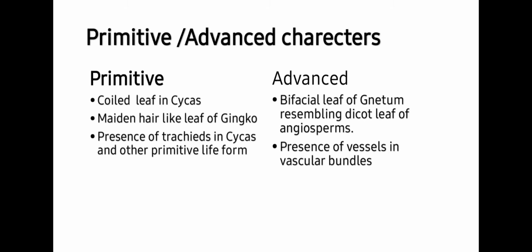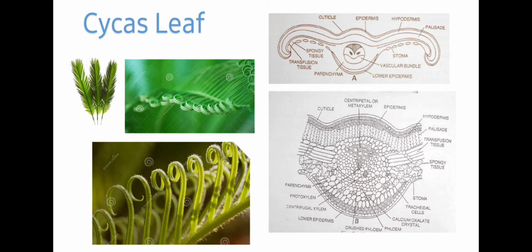So you can clearly see that like pteridophytes, leaves are highly coiled in cycas and they look like maidenhair fern of the pteridophytes, while like angiosperms they are bifacial in case of gnetum and show presence of vessels in the vascular bundle in gnetum. So let's know leaf anatomy in detail.